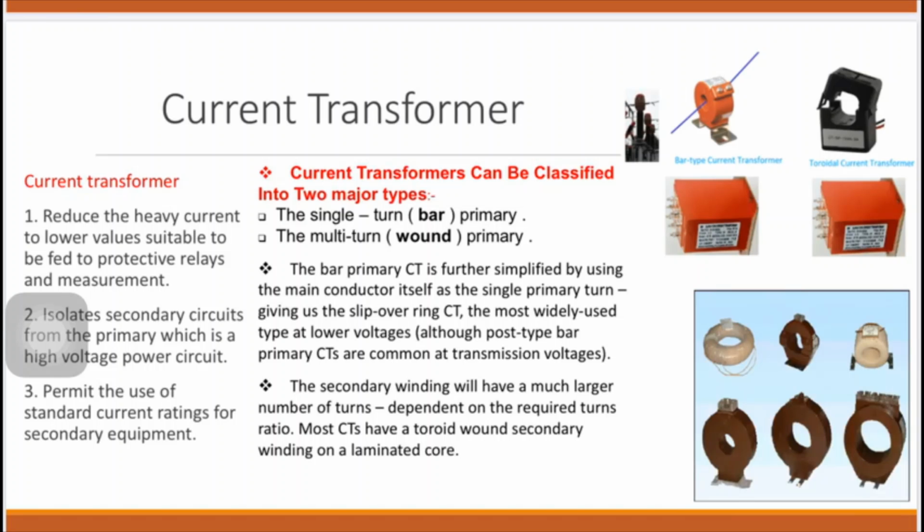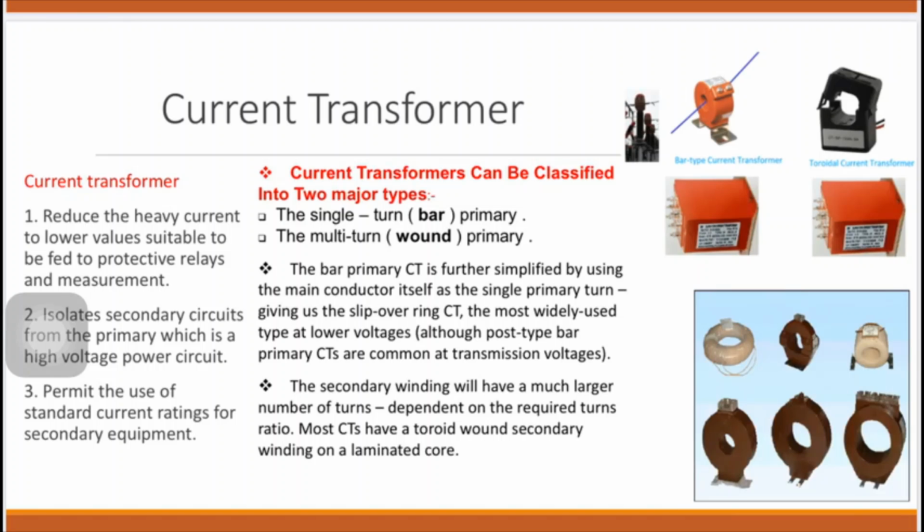in the secondary circuit of the current transformer by connecting the instrument with proper turns ratio calculation. Here you can see the different types of current transformer. Before that, the current transformer is mainly used for reducing the current.